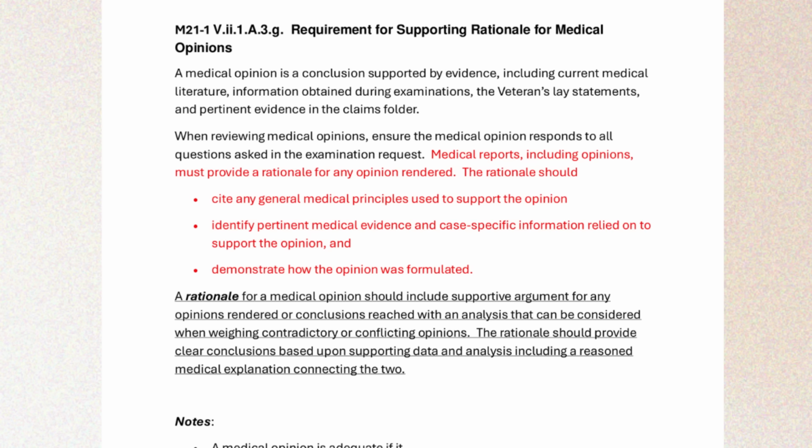Identify pertinent medical evidence. Okay, if you have an A1C test, make sure they put it down with the date. You got a sleep study, put it down with the date and the location, okay? And case-specific information relied on to support the opinion. So if the doctor gave you a positive opinion, how did he or she reach that opinion, okay? And you need all 3 of these. Demonstrate how the opinion was formulated. How did that doctor come up with that opinion? Okay? You have to do that.